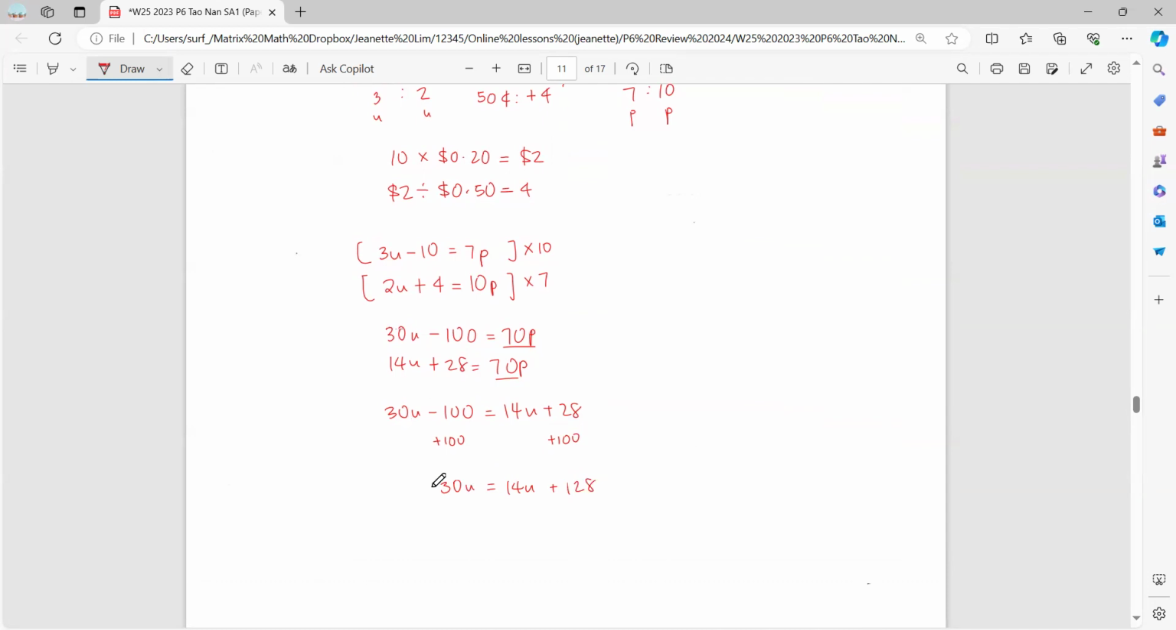So for this equation to make sense, what is 128? How many units is this? This will be 16 units, because 16 units plus 14 units gives us 30 units, right? So this is 16 units. So there I have 16 units. We find 1 unit by dividing by 16, which is 8.